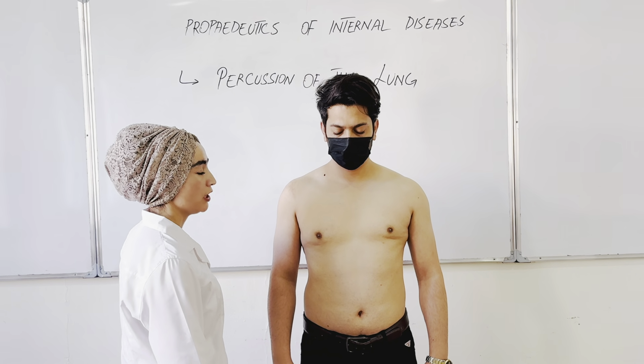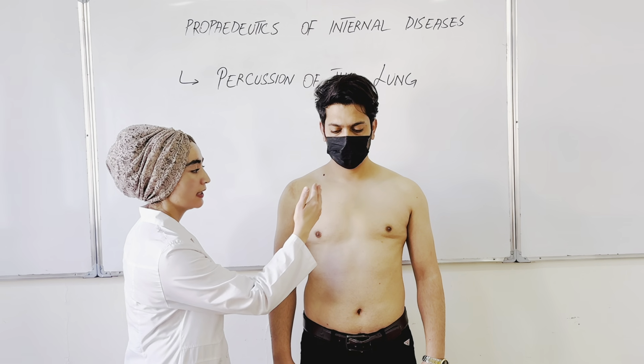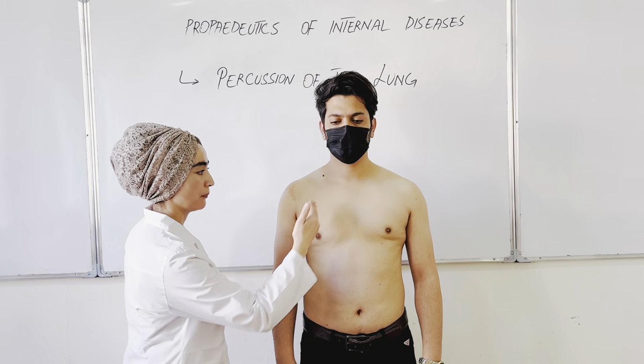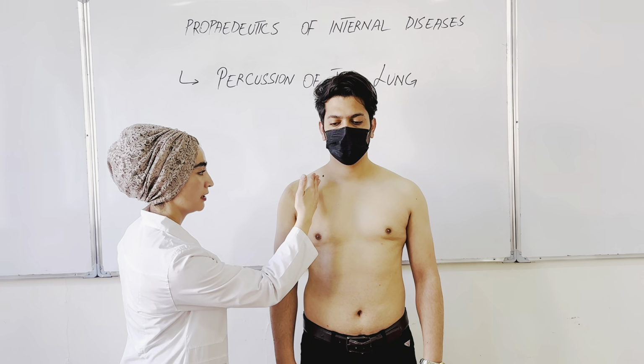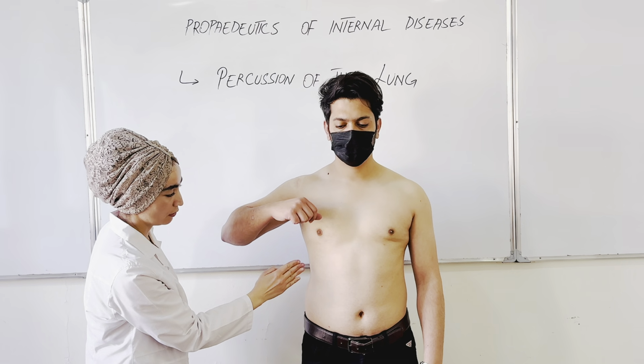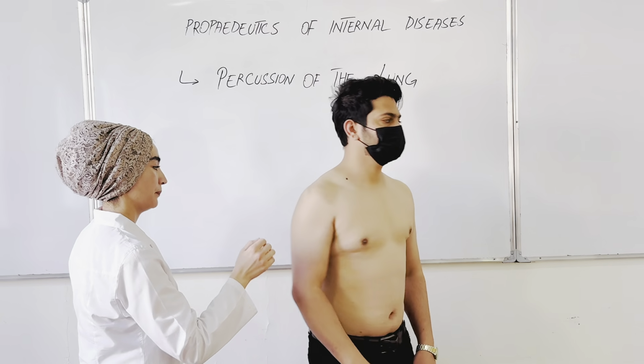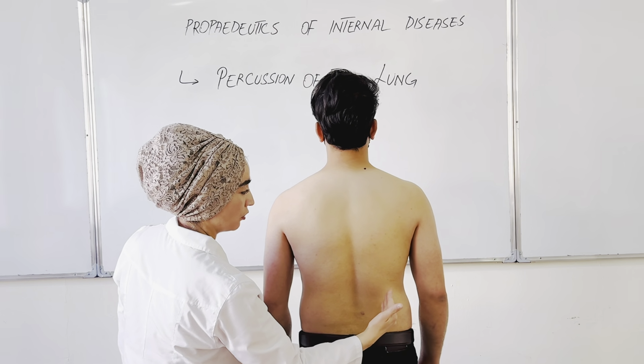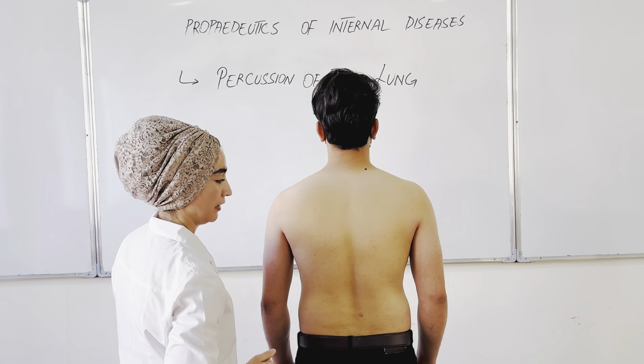Now we should find the lower border of the lung. To find the lower border we use 7 lines: parasternal line, mid-clavicular line, anterior axillary line, mid-axillary line, posterior axillary line, scapular line, and paravertebral line.